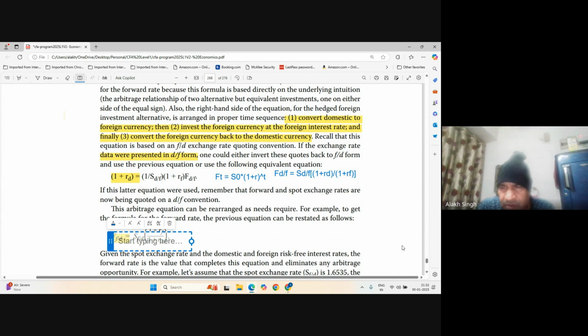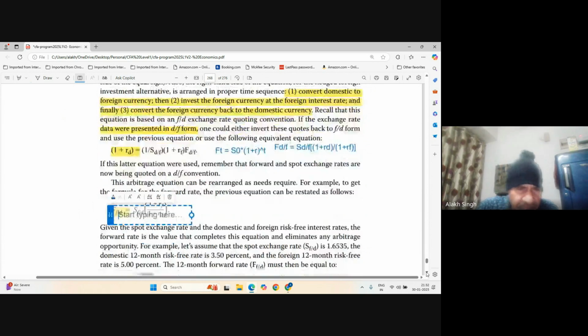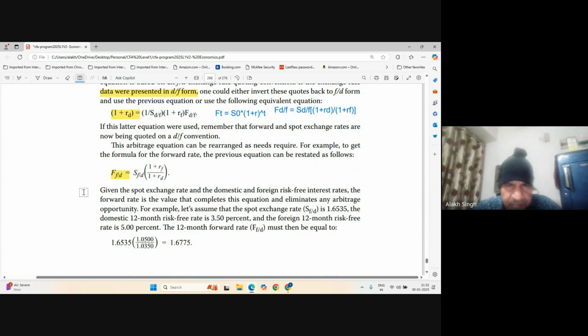So it is telling that this forward rate, here it is SF by D. It is indirect. Then 1 plus RF is above and 1 plus RD is below, the same opposite. So this equation is the same: FD by F is equal to SD by F times 1 plus RD by 1 plus RF. That is how we calculate the forward rate.